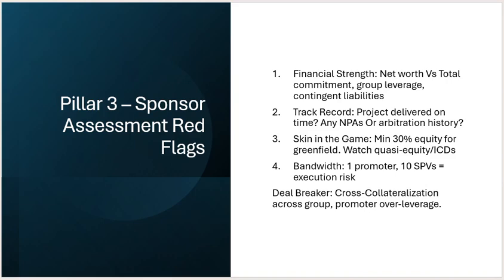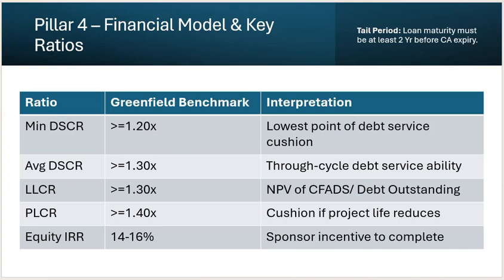So let's move on to the next slide, where we are going to discuss the four pillar financial model and the key ratios. Here we are going to discuss different ratios, the greenfield benchmarks, and the interpretation. There are two types of projects: one is a greenfield project and the other is a brownfield project.